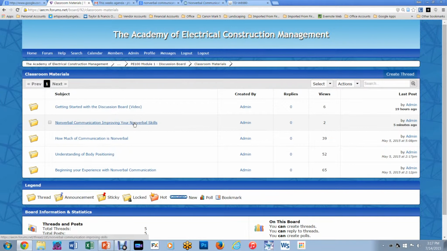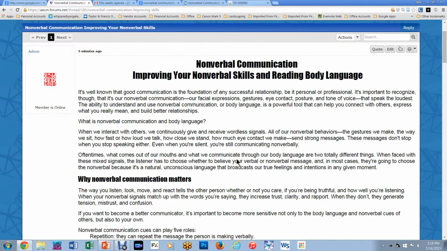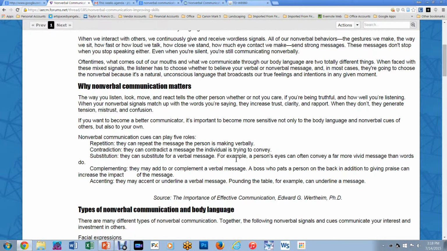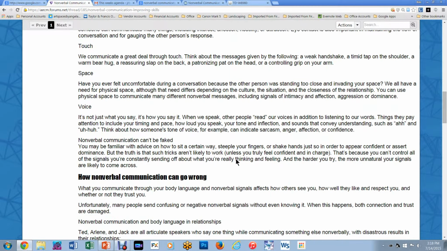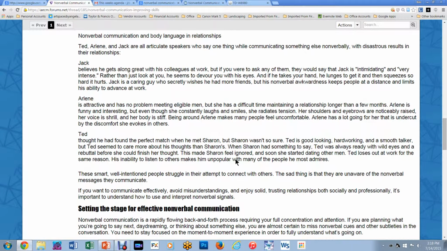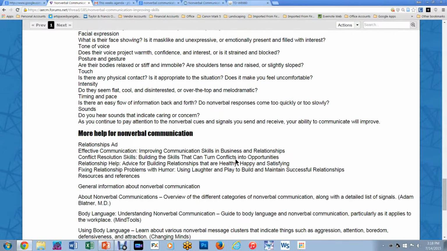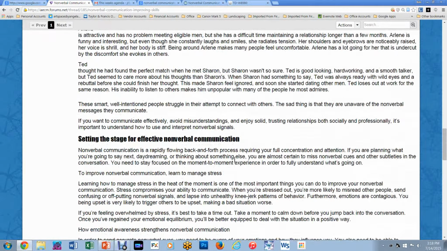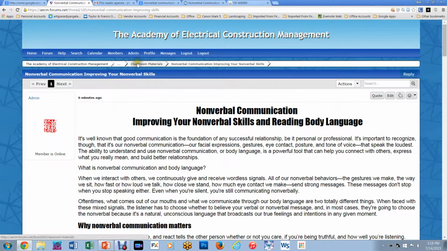Then we have a series of articles here that really should help you in that process. This first one is Nonverbal Communication, Improving Your Skills in Reading Body Language. And this is another set of information to just tell you how to go about it. There's a lot of really good information in here that gives you more hands-on experience and a lot more for you to look at. So this is one article of many that you're going to be able to read and gain information from.